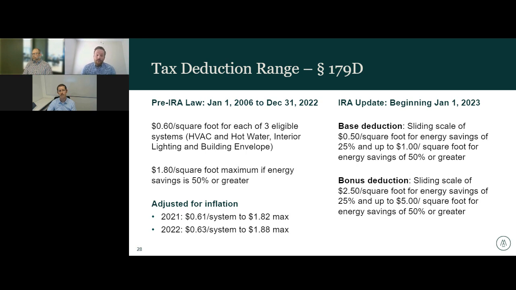But now with the IRA rules and that sliding scale, if you take that same 37% energy savings, that could yield a $3.70 per square foot deduction if we're in that bonus deduction range, which is obviously a much higher deduction available compared to the same case in the pre-IRA law.